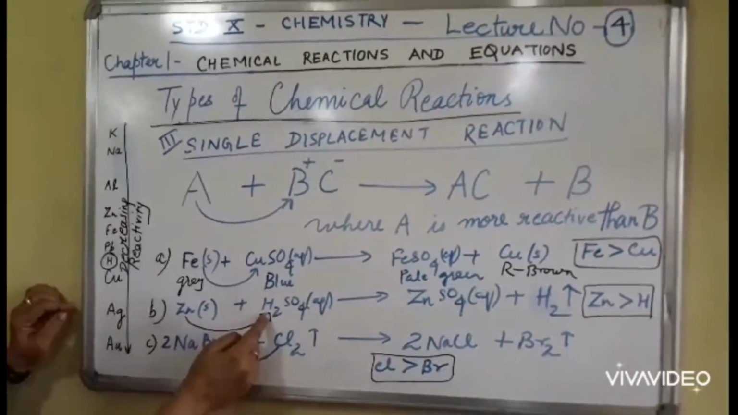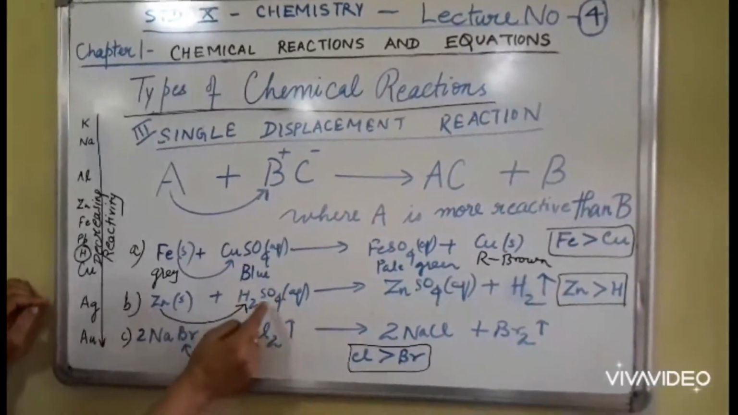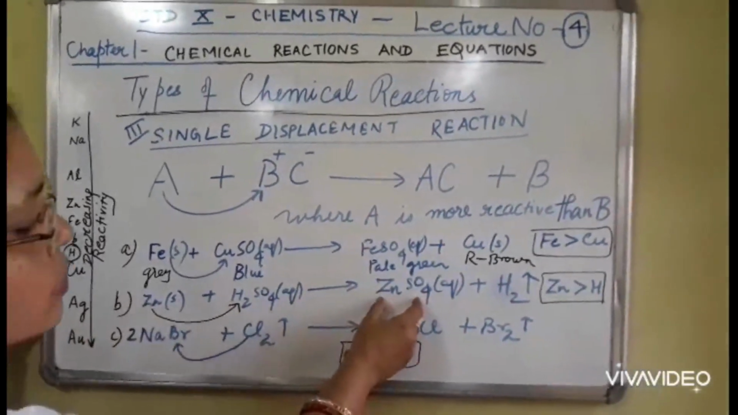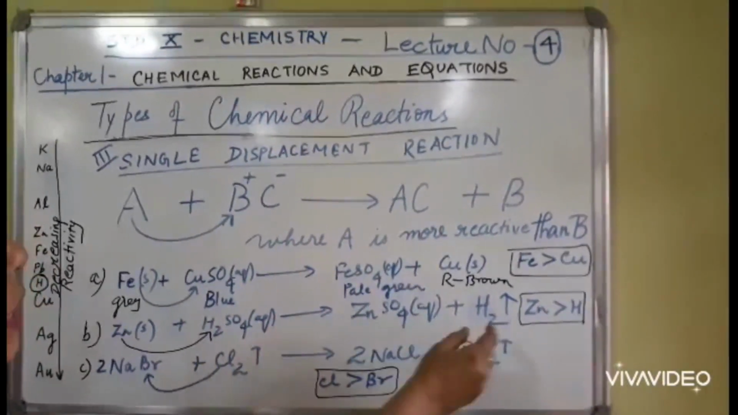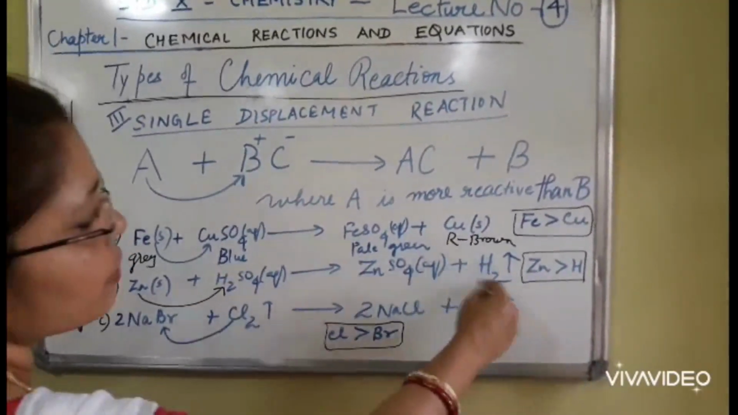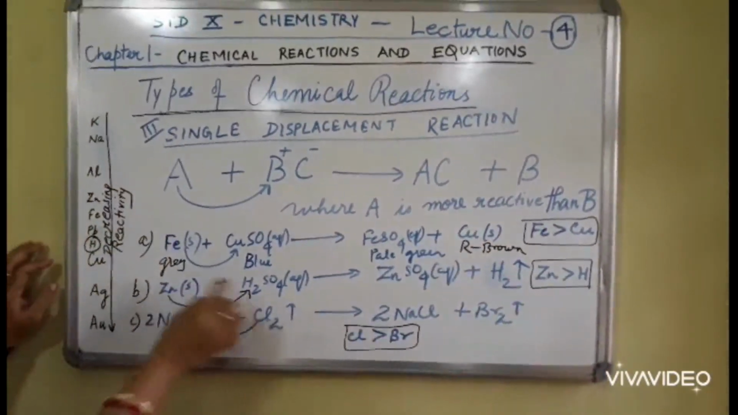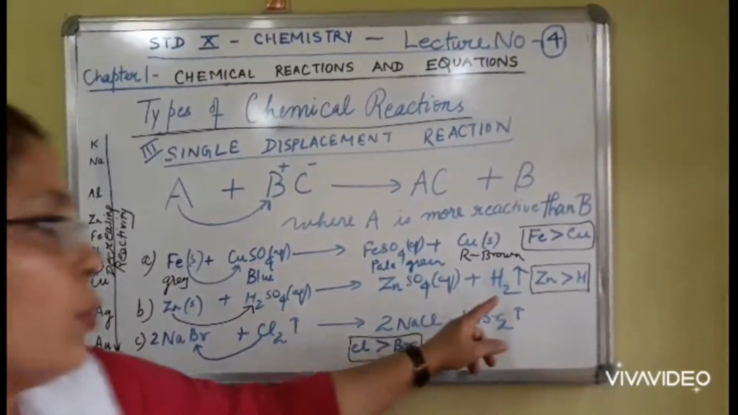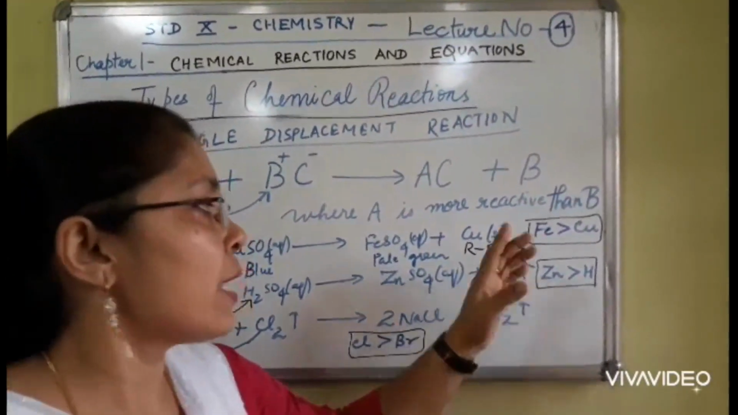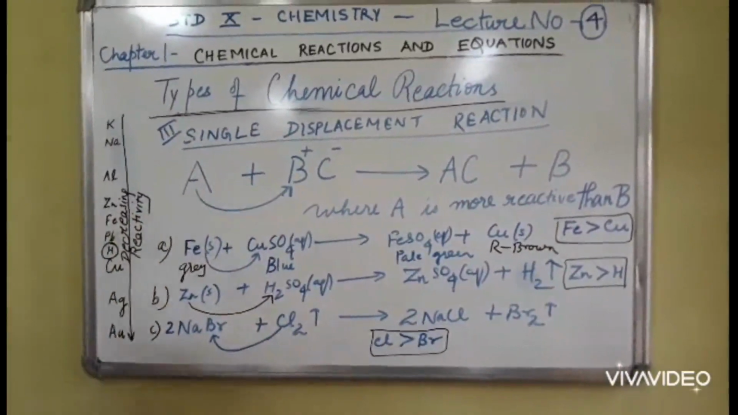It takes the place of hydrogen in sulfuric acid, forming ZnSO4 aqueous. ZnSO4 is a salt which is soluble in water, and hydrogen is out in the form of hydrogen gas. That is, during this reaction you will see a lot of bubbles rising up. You know, all gases rise up. The bubbles rising up are of hydrogen gas.